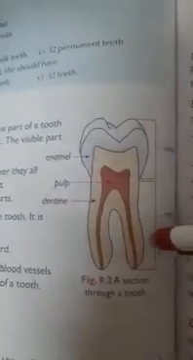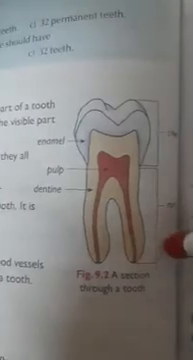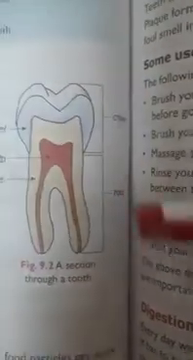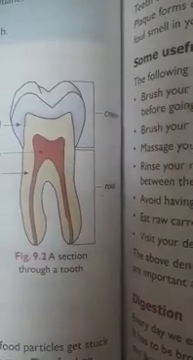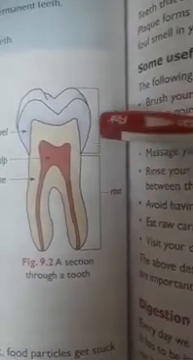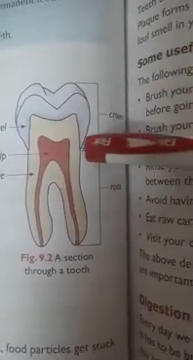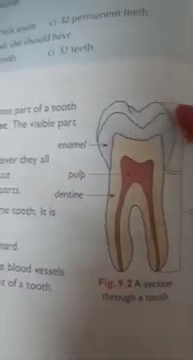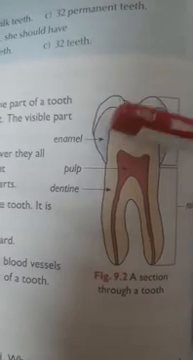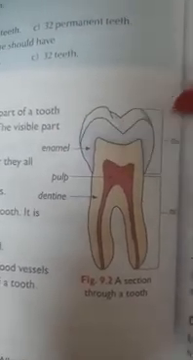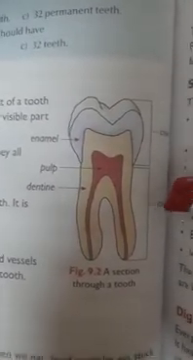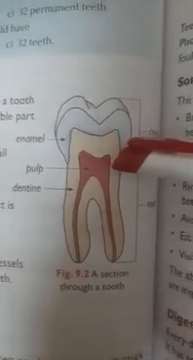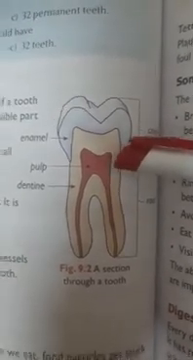Then we have seen the structure of tooth. In a section through the tooth we have seen 2 main parts, crown and root. The upper part which is the visible part of the tooth, that is called crown, and the part which is in the gums, that is root. Okay, so in the crown we can see the enamel, the hardest part of our body. Then in the root we can see dentine and pulp. Pulp is connected to the blood vessels.